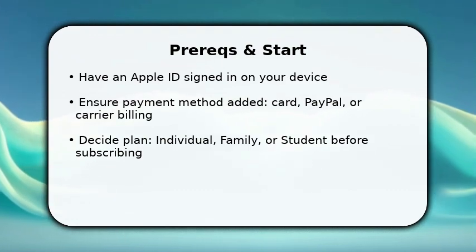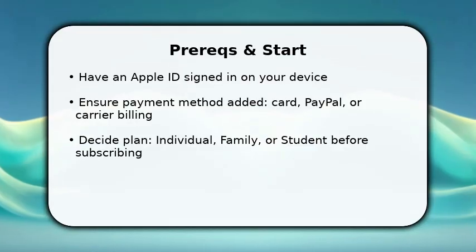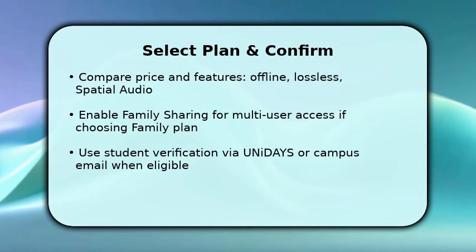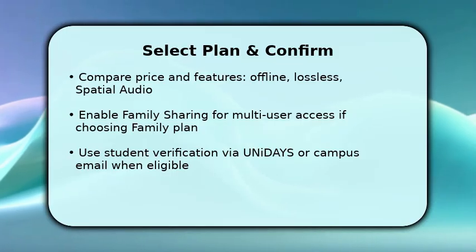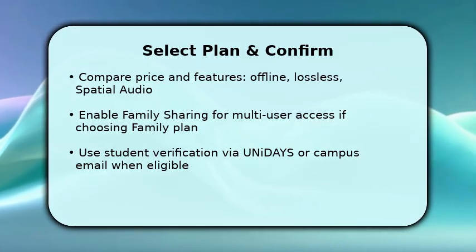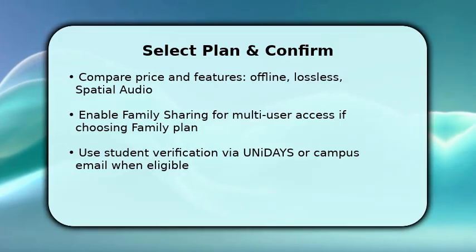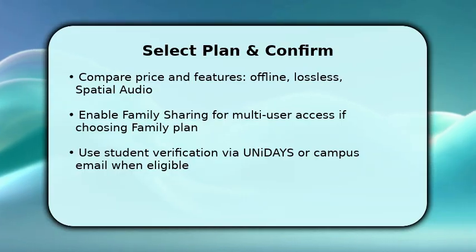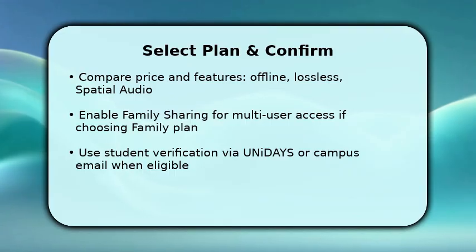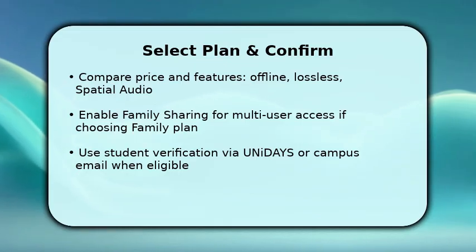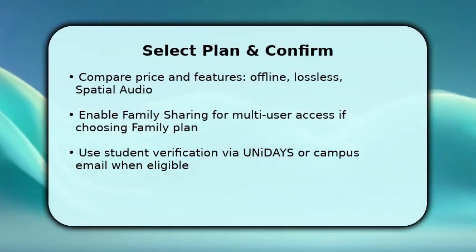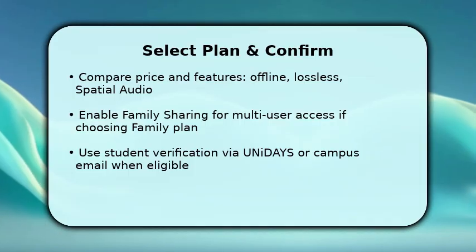Now you'll select the plan and verify eligibility. If you choose family, enable family sharing in iCloud settings so up to 6 members can join. This links purchases and subscriptions. For student, follow on-screen verification steps, days or your institution email, because verification prevents future interruptions. Review add-ons like Apple One bundles or lossless audio. These change pricing. Make sure billing cycles and renewal dates are visible.